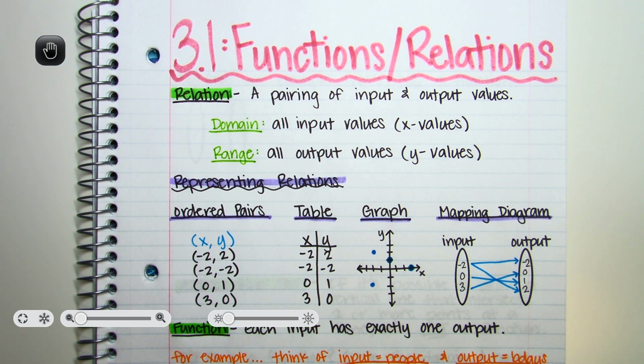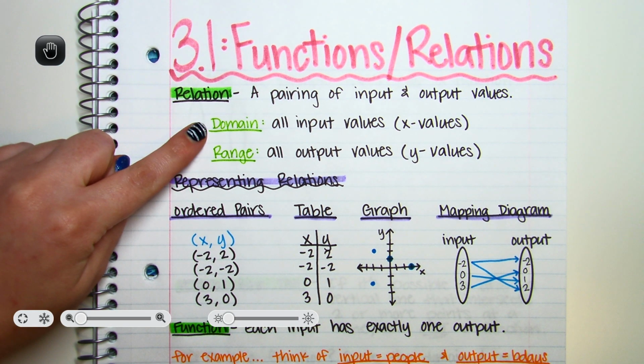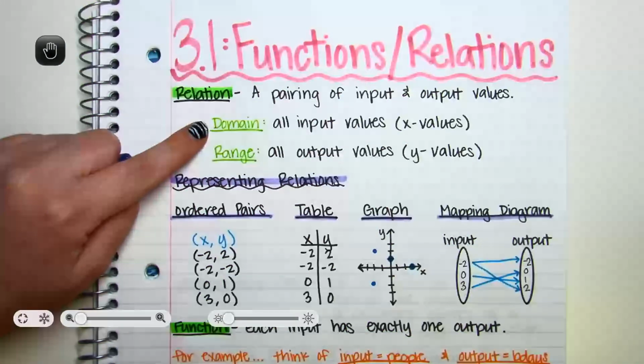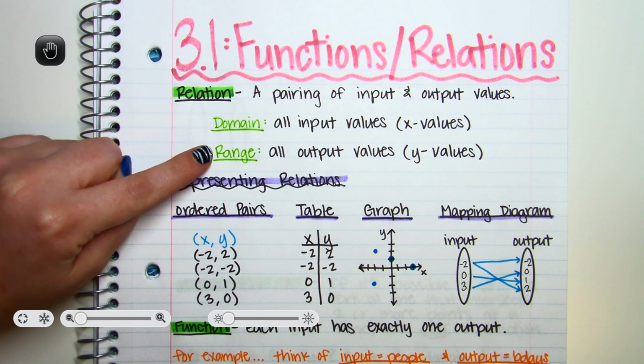All right, so first things first, the definition of a relation. A relation is a pairing of input and output values. So domain and range, I'm sure many of you have heard those terms before. Domain is all of your input values, which are the X values. Range is all of the output values, which is your Y values.